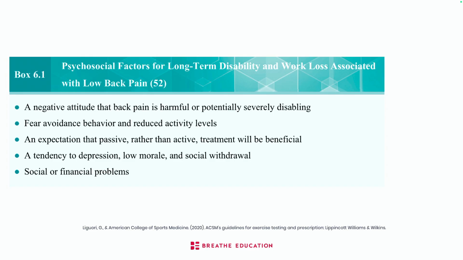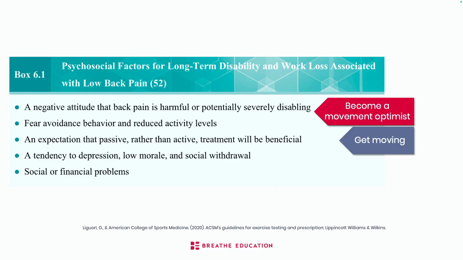Okay, so what should we do instead of, or to help people with that? Well, we should become a movement optimist. That's the opposite of a negative attitude that movement's potentially harmful. And the opposite of fear avoidance is being a fearless movement optimist. The next one is an expectation that passive rather than active treatment will be beneficial. We know that active treatment works better, so what should we do? Get moving.